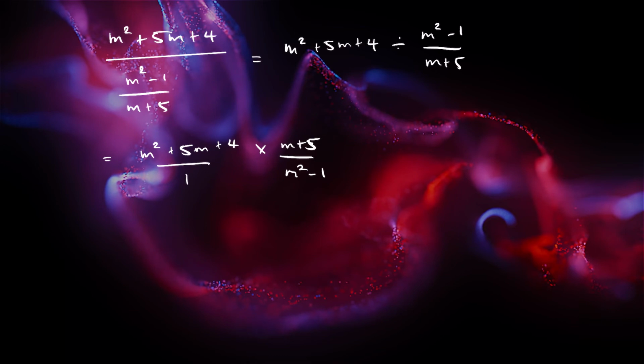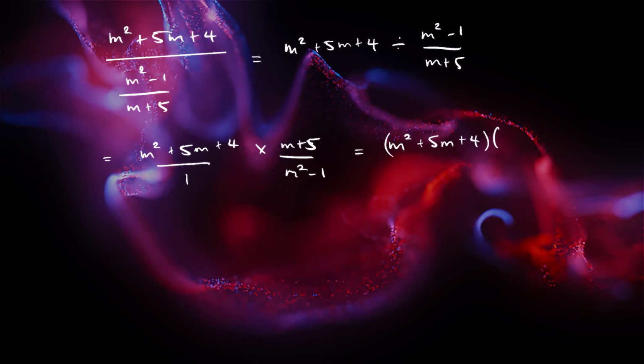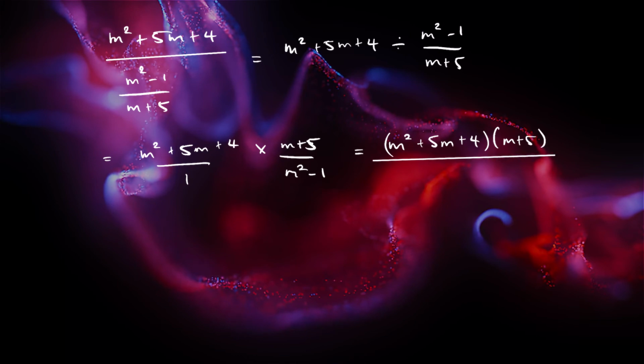And then we just multiply straight across. So we get m squared plus 5m plus 4, and that's multiplied by m plus 5. And then we just multiply our denominators together. So that gives us m squared minus 1 on the bottom.